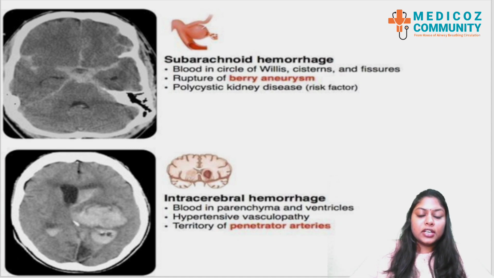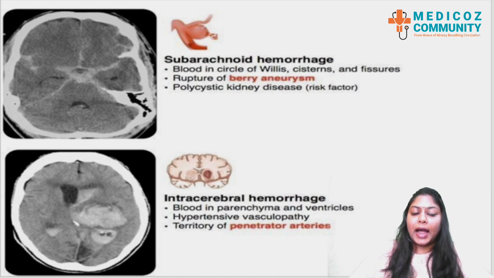Hypertension will most classically cause a bleed in the putamen, and the territory is the penetrating arteries. The blood in the parenchyma and ventricles can be appreciated. If there is blood in the ventricles, it is a bad prognostic indication. The most common site, as I've already told you, is the putamen of the basal ganglia.